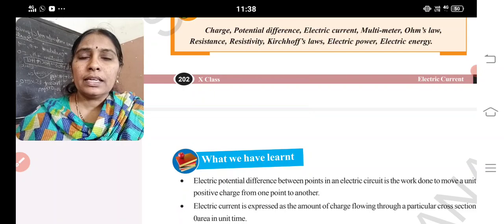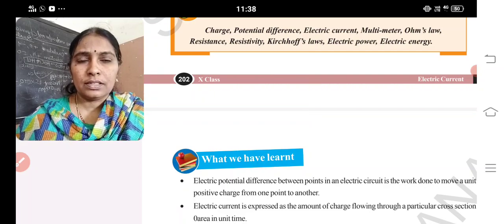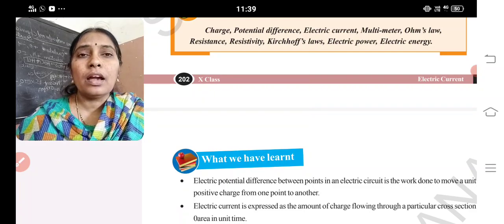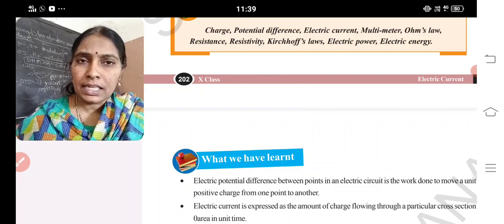What is electric current? I is equal to Q by T. What is Q? Charges. The number of charges flowing through any cross section in a unit time, that is 1 second, is said to be electric current. Current is measured in amperes, measured by an ammeter, and an ammeter is always connected in series.